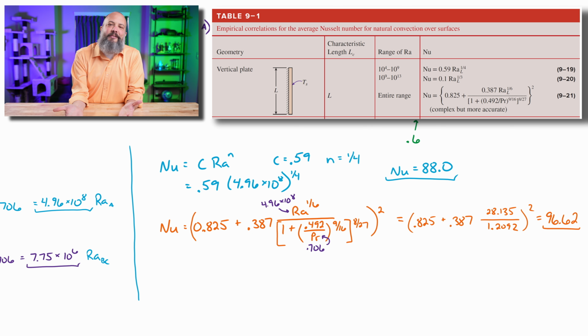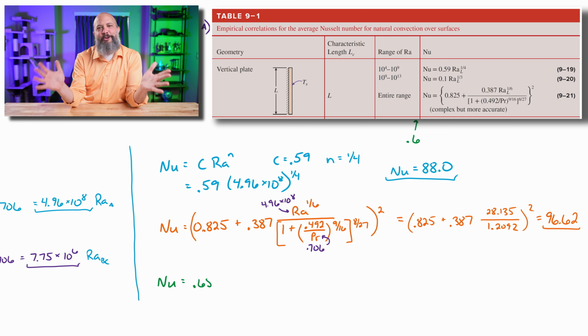96.62 is now the value. So here I have two equations from the same textbook, both within the range of values that says they're allowed to be used, and I get an answer that's 10% different, even in the same textbook.